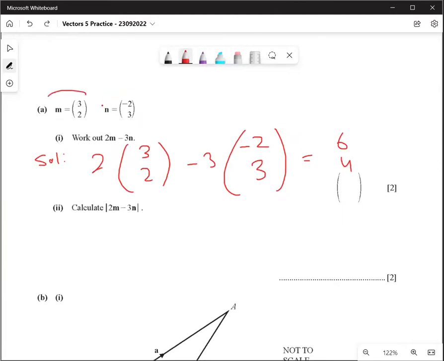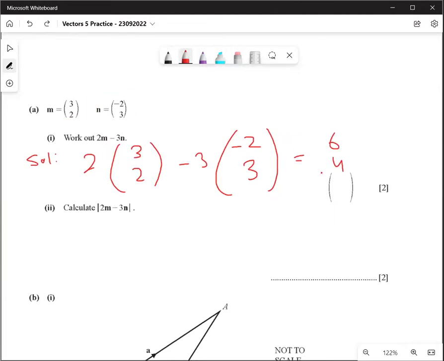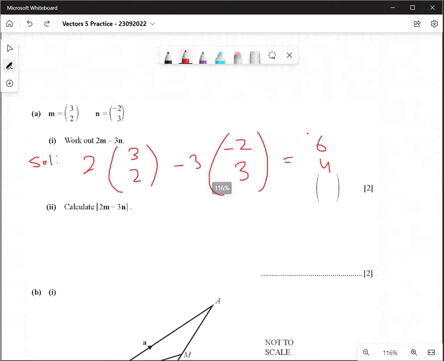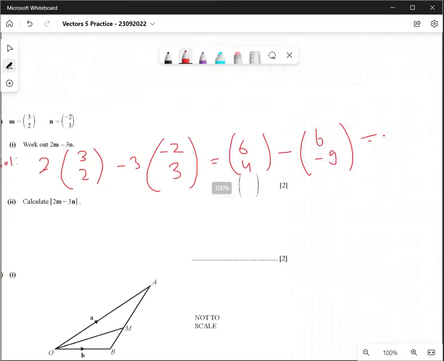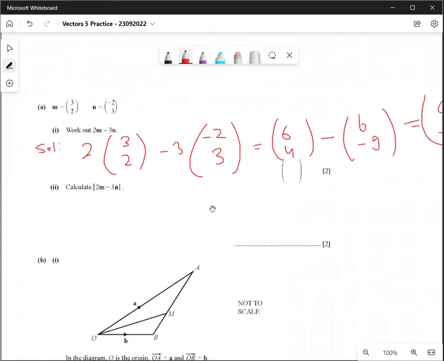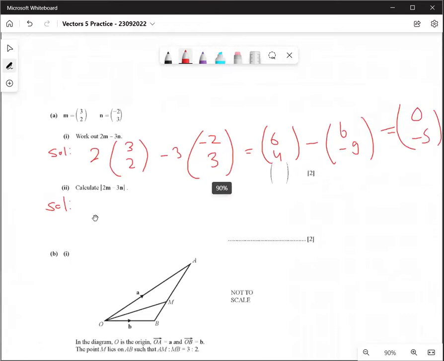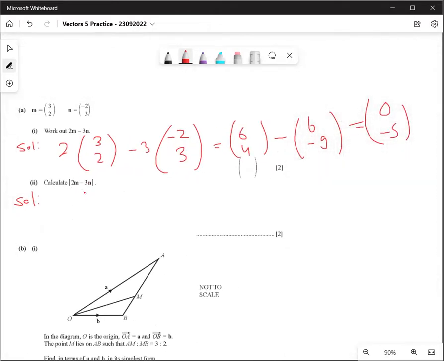This is n. Oh, multiplied. Okay. Yeah, multiplied. So 6 over 4 minus 6 over minus 9. So the answer will be 0 and minus 5. Done. Next part. What is the magnitude of this? So I know that 2m minus 3n is equal to 0 minus 5. How do I find the magnitude? Use the formula just for magnitude.